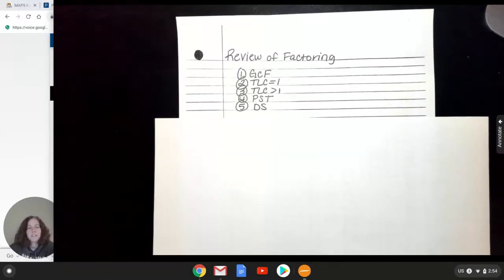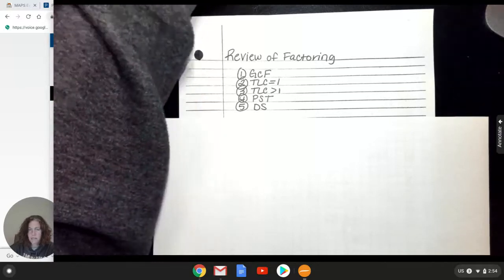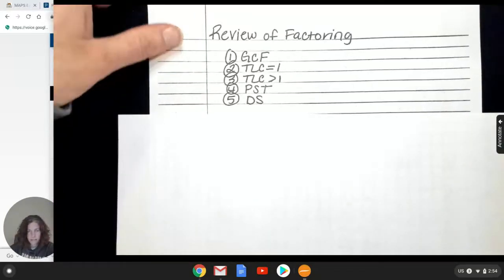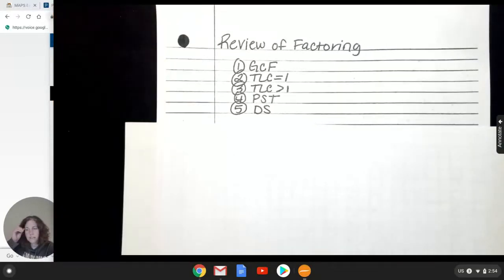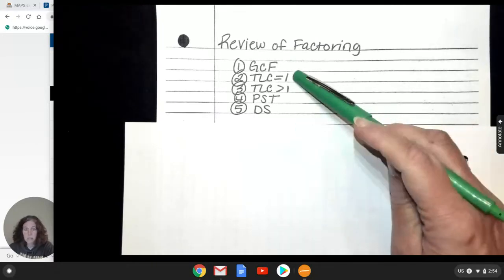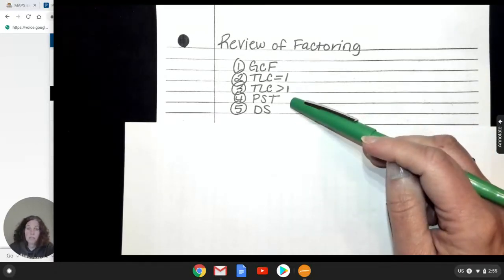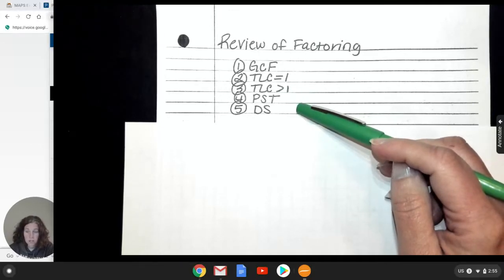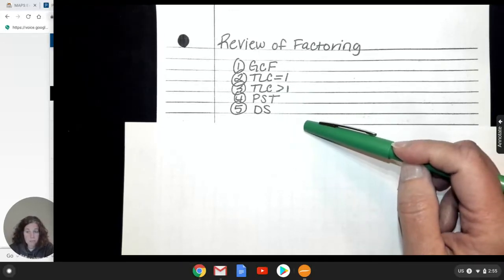We are going to be working on the review lesson today because this is a skill that we need for the next thing that we're going to work on. So for today and tomorrow, actually, we're going to review factoring. So factoring is that GCF, TLC is equal to 1, TLC is greater than 1, PST, and DS. So I'm going to go through a couple of examples of each.